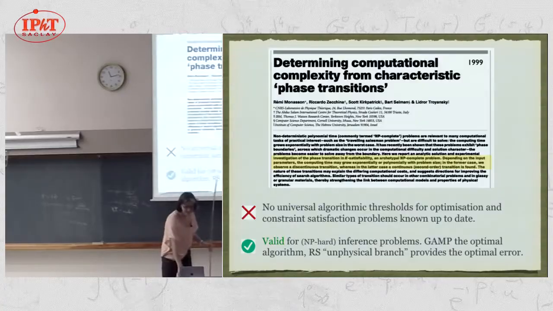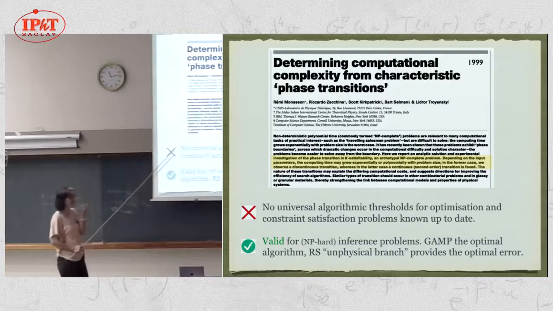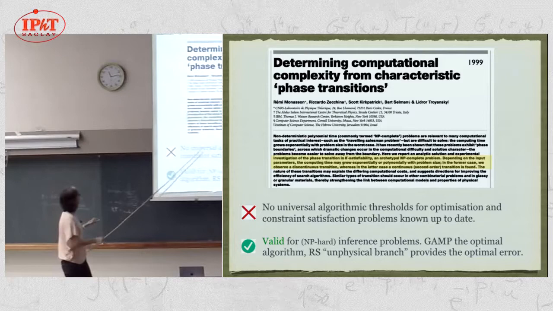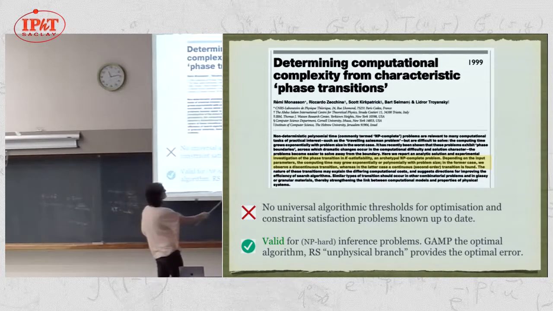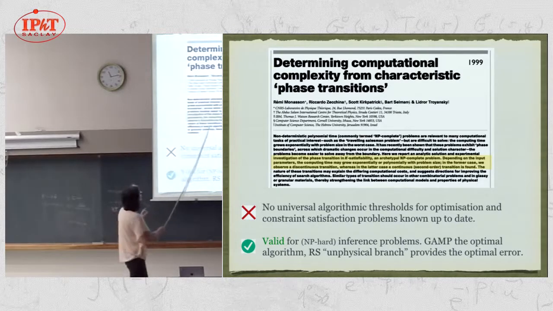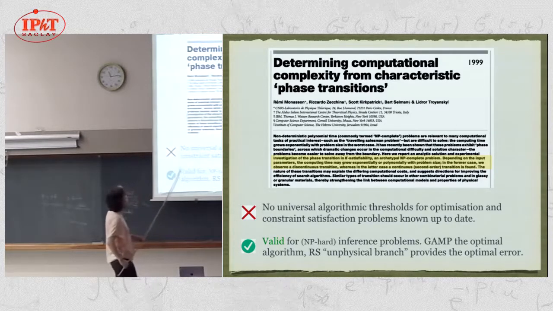So just to say, maybe many of you know about this paper. It's quite well known in the community, right? That's one. Somehow these ideas that phase transitions have something to do with computational complexity have been in the community for a long time. And this is definitely one of the influential papers in that respect. And here, for instance, they are saying, depending on the input parameters, the computing time may grow exponentially or polynomially with problem size. In the former case, we observe a discontinuous transition, whereas in the latter, a continuous second-order transition is found. So that somehow sounds similar to what I'm saying, right?